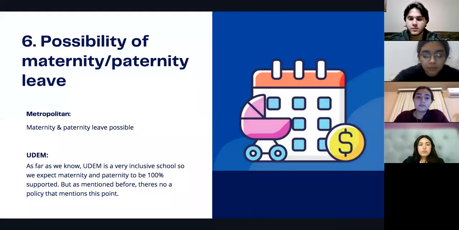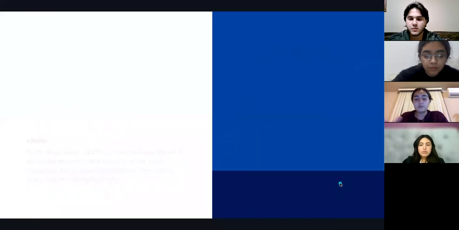Then we have the possibility of maternity and paternity leave. As far as we know, UDEM is a very inclusive school, so we expect maternity and paternity leave to be 100% supported. But as mentioned before, there's no policy that mentions this point.